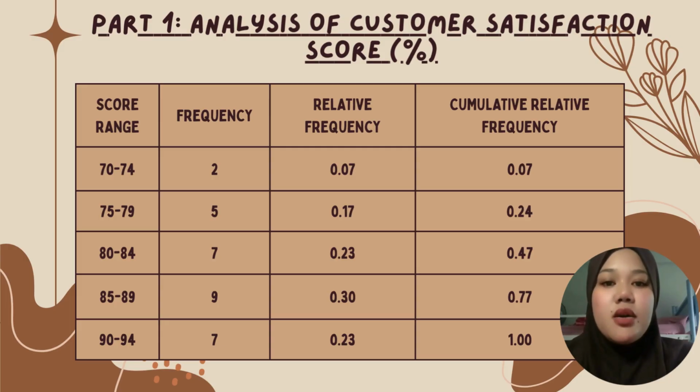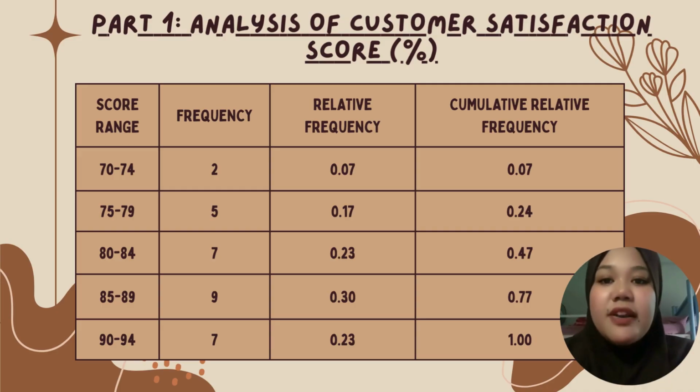For the first part of our presentation, I will be discussing the analysis of customer satisfaction scores. Let me explain how we calculate this. First, relative frequency is calculated by dividing each frequency by the total number of customers. For example, if the total number of customers is 30 and two customers scored between 70 to 74, the relative frequency is 2 divided by 30. The answer is 0.07.